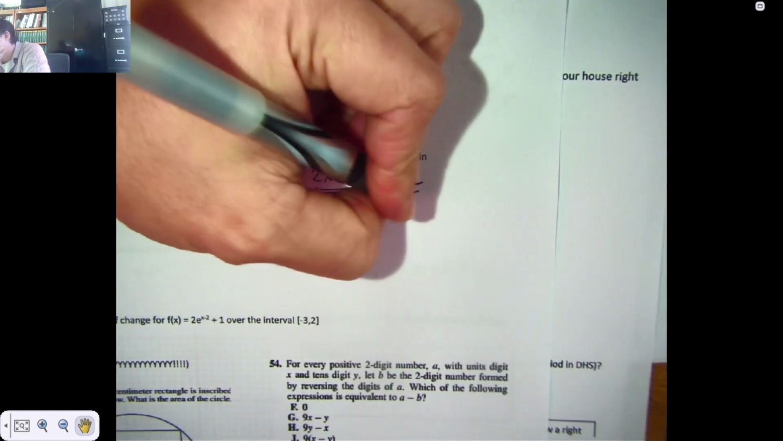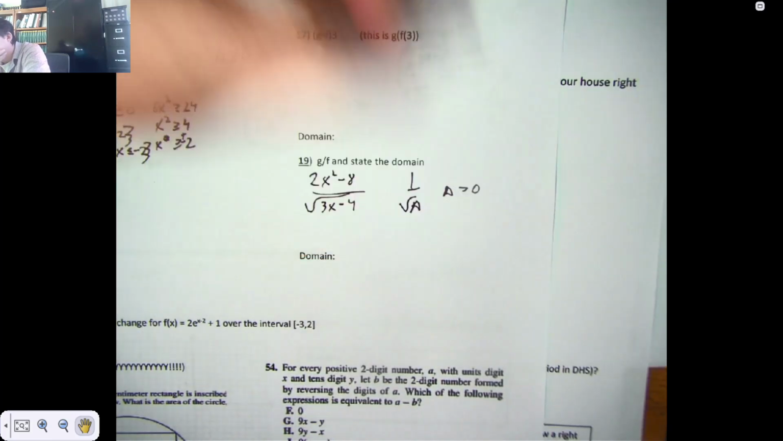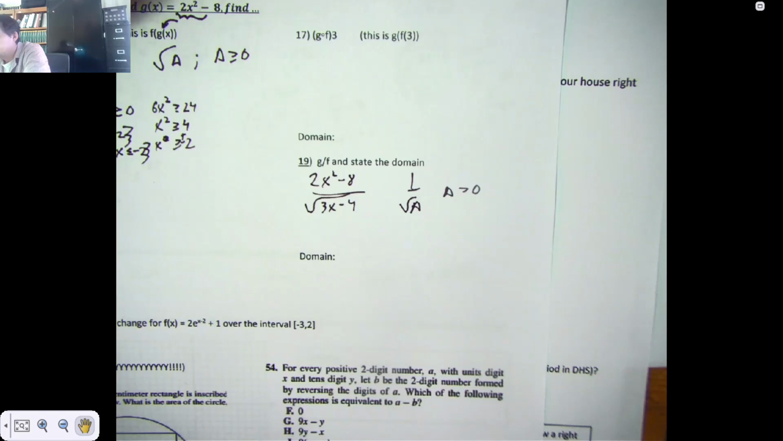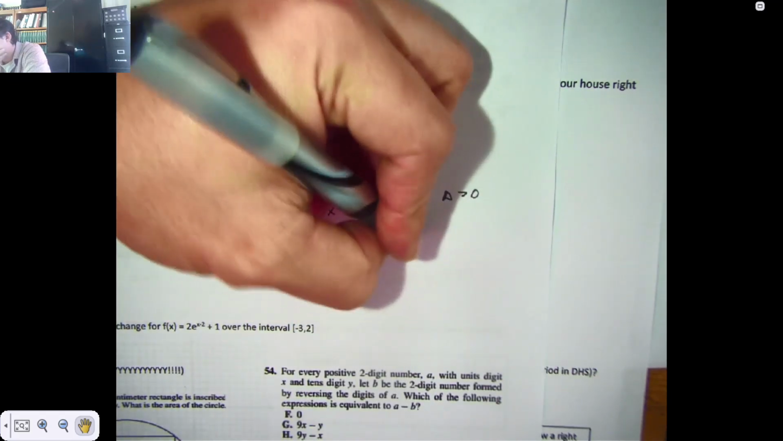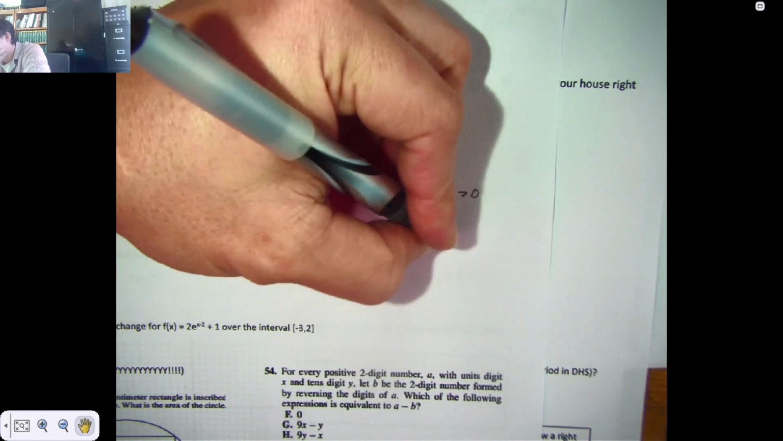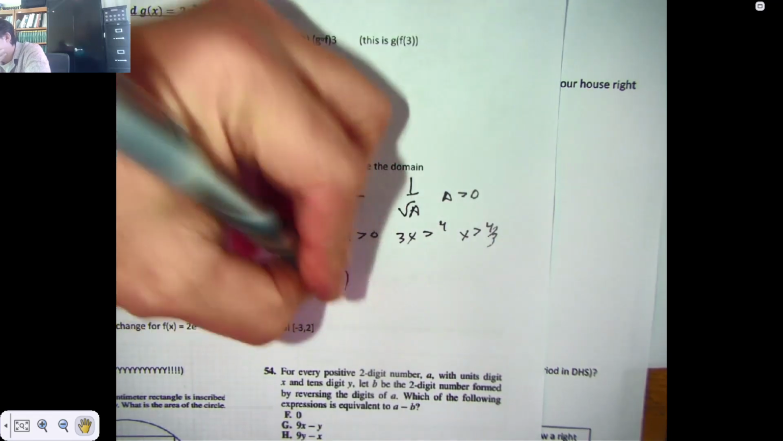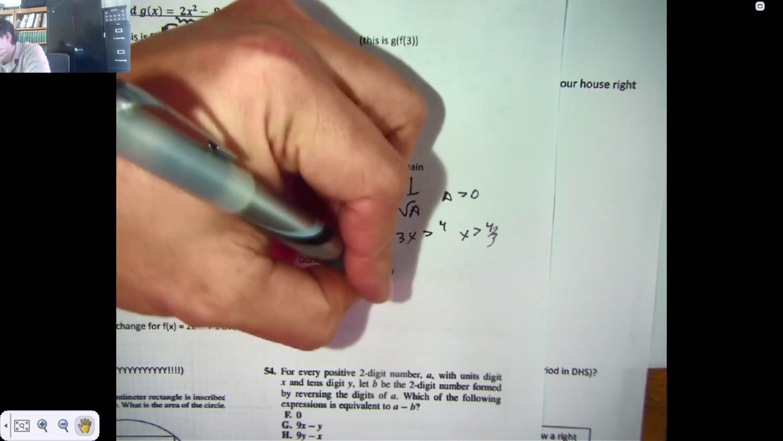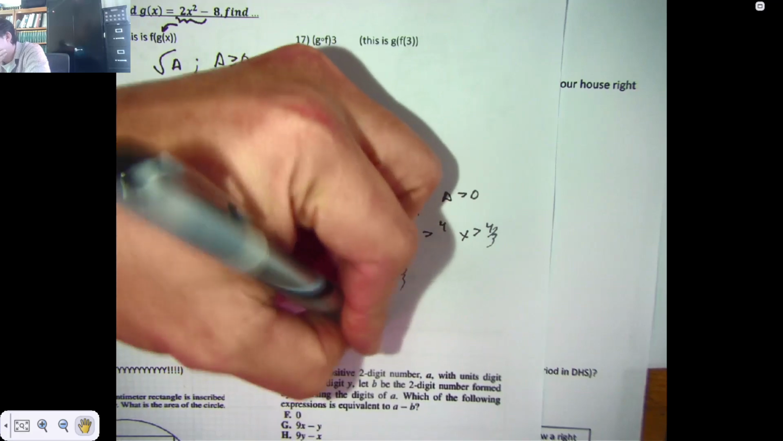State the domain. Somewhere in your old notes, you'll have this: 1 over root a, a is greater than 0. That's it. 3x minus 4 bigger than 0. 3x is bigger than 4. X is greater than 4/3. So all values of x such that x is greater than 4/3, or if you like interval notation, 4/3 to infinity.